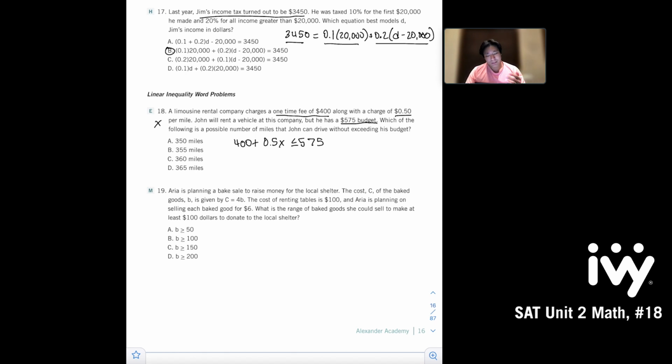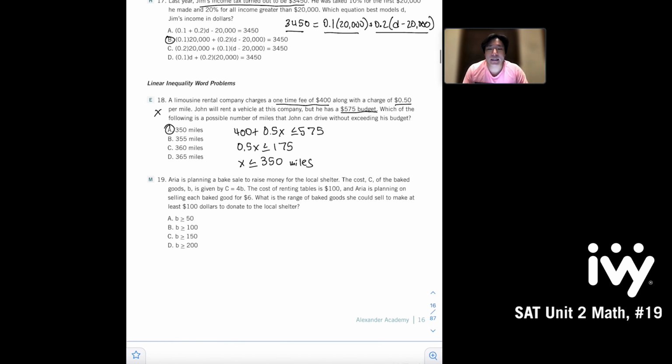So first thing we do to simplify, let's go ahead and subtract 400 from both sides. So we're left with 0.5x less than or equal to 175. Now, of course, we divide both sides by 0.5, and we're left with x less than or equal to 350 miles. So we select answer choice A.